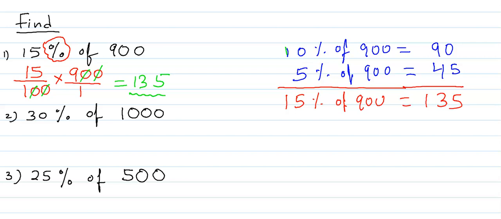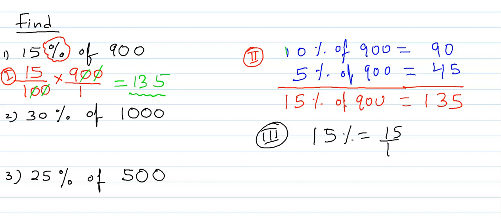This is the first way, and this is the second way. Now the third way you can also do it. What is the third way? 15% means 15 divided by 100. How many zeros are there in the denominator? 2. So you are going to put the point after 2 digits, 1 and 2. So the point is coming here, and it will be 0.15.